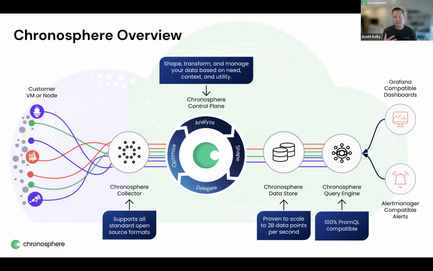It allows you to analyze your data and make smart decisions about how you want to store that data, what you keep, what you don't keep. And so that's what we're going to jump into right now, actually.